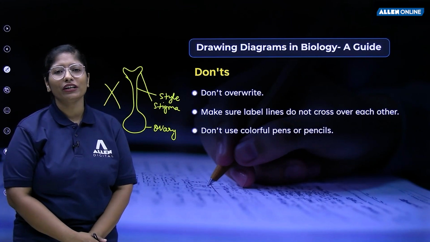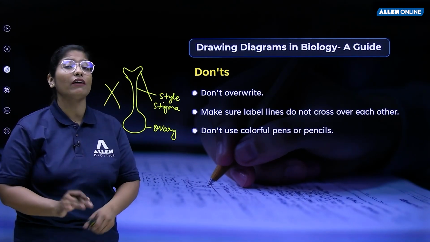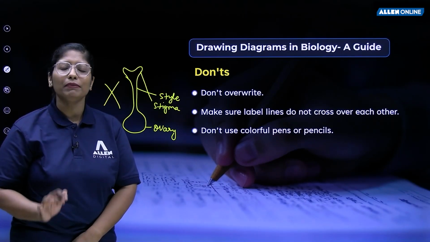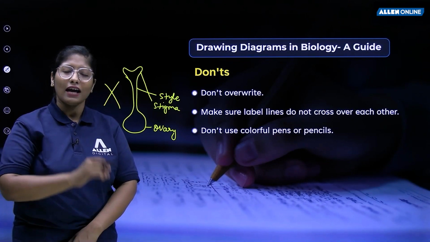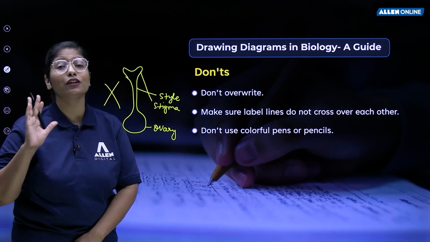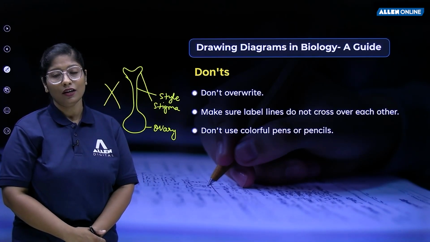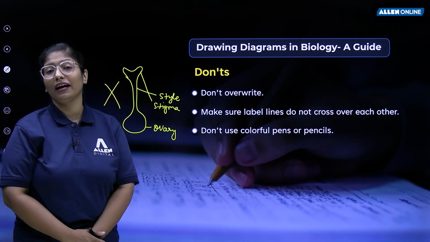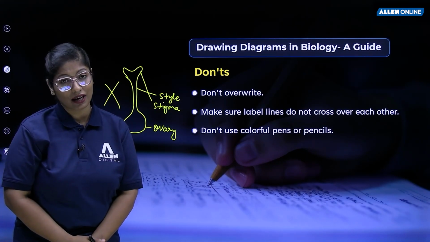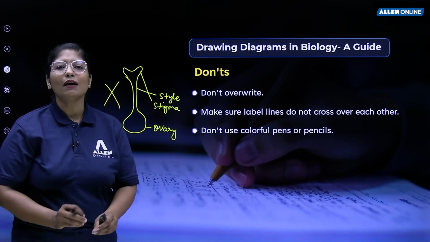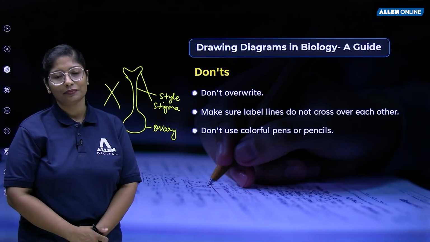And the final point that you have to keep in mind, which you don't have to do, is don't use colorful pens or pencils. Simply use your HB pencil, and with that pencil only you will draw the diagram, you will draw the label lines, and you will label the parts. Okay, so these are some do's and don'ts that you have to keep in mind when we are drawing diagrams in biology. And now let us learn to draw some of the diagrams of your class.